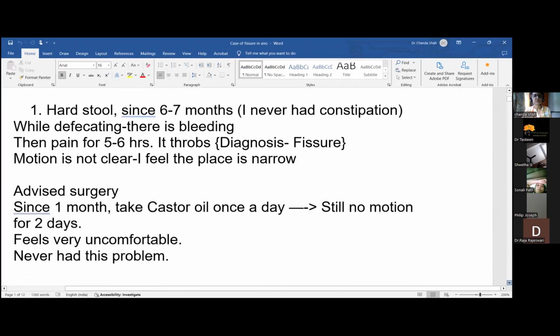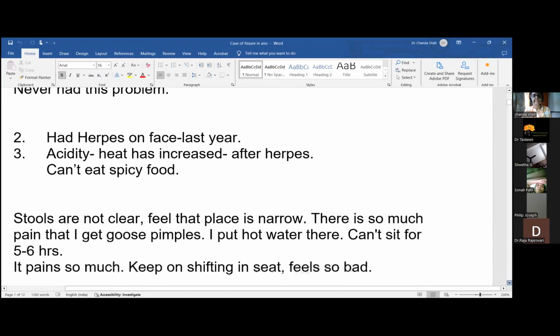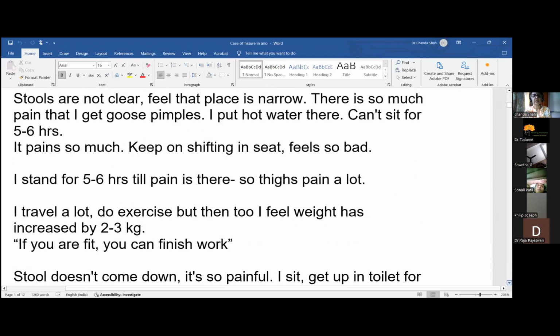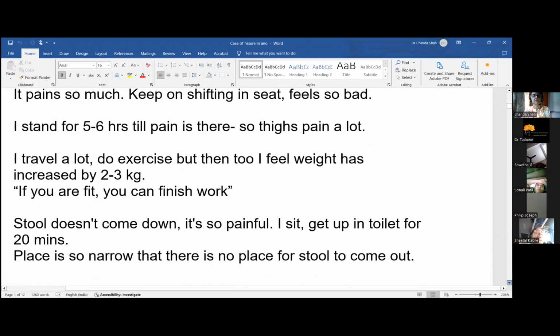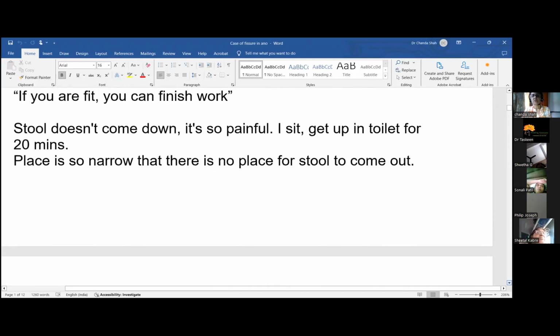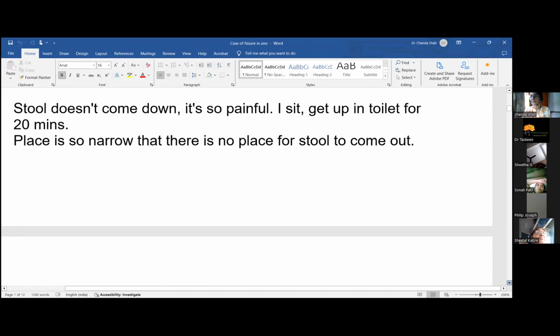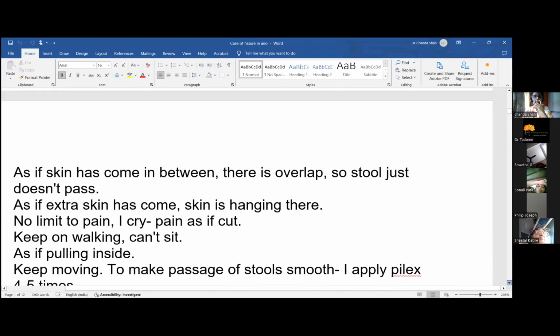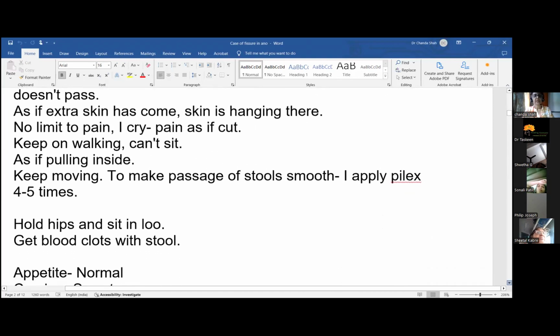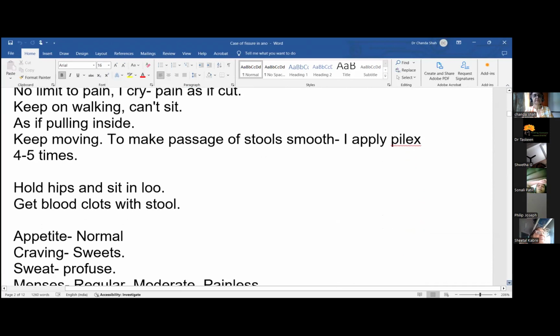Oh, there's hard stool. Place is narrow. Stool doesn't come out. Place is narrow. No place for the stool to come out. Okay? So, obstruction. Keep moving.